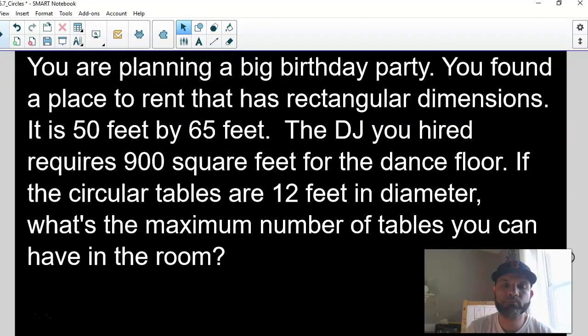Okay, you are planning a big birthday party. You found a place to rent that has rectangular dimensions. It is 50 feet by 65 feet. The DJ you hire requires 900 square feet for the dance floor. If the circular tables are 12 feet in diameter, what's the maximum number of tables you can have in the room? All right, so this is going to require some real thinking here.